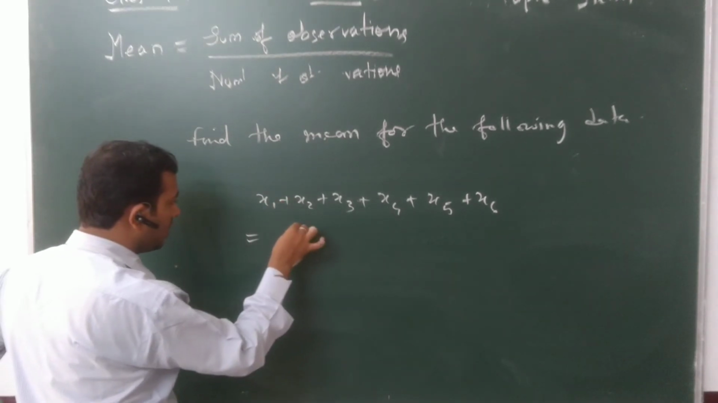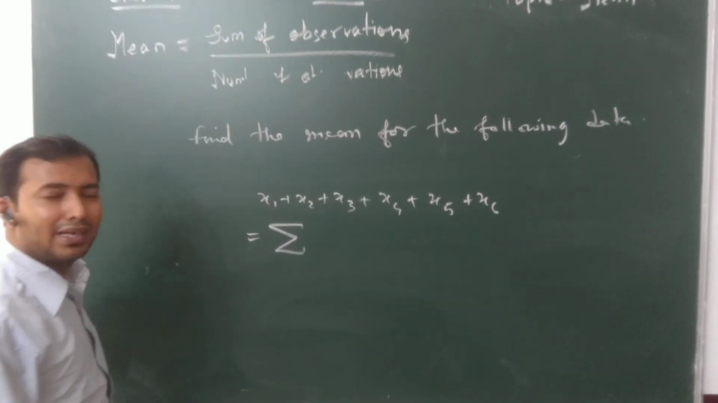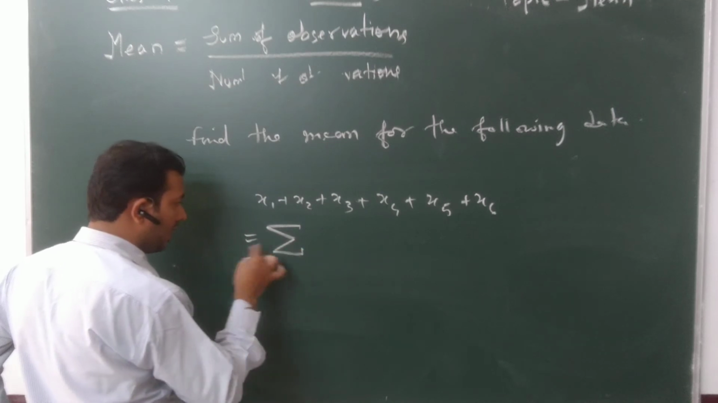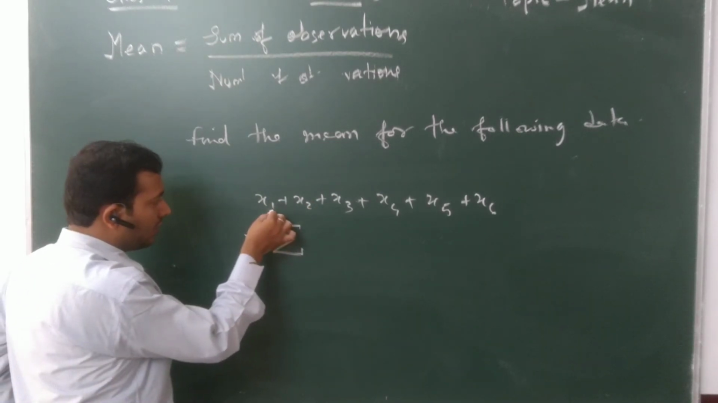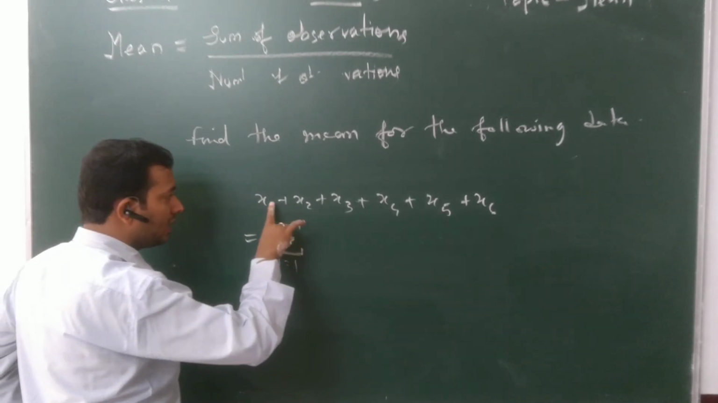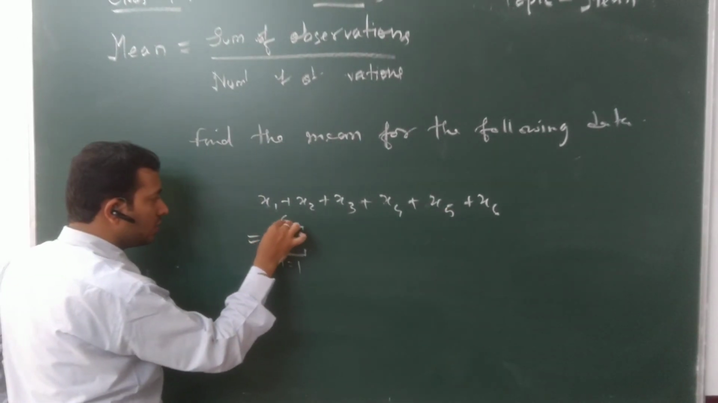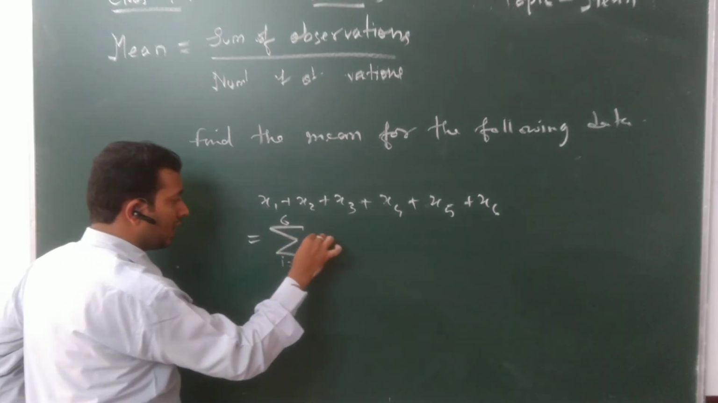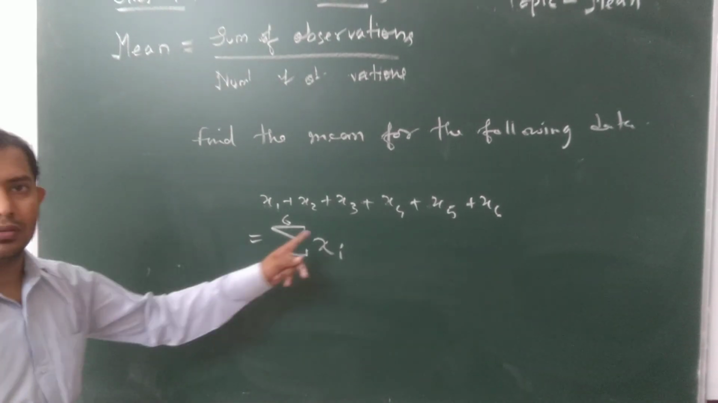For summation, we use this symbol. We call it sigma. It is a capital letter sigma, a Greek letter, and this implies the summation. Now see, it is starting with what? 1. So we take i equals 1. And how many are there at the top? 1, 2, 3, 4, 5, 6. So we go up to 6. And what symbol have we applied? x. So we write x and i here. This is the presentation of this one.